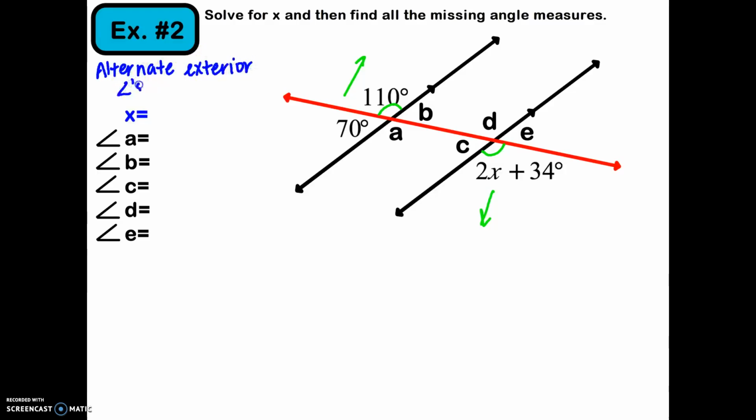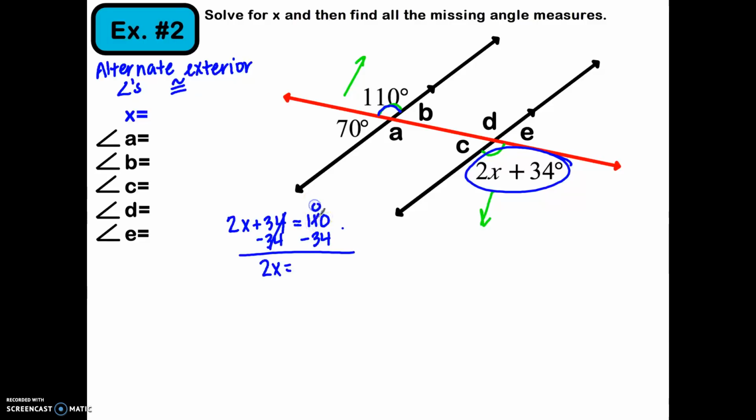Go ahead and abbreviate angles to make it quicker. What do we know about alternate exterior angles? In your notes, it says that they are congruent. So I know that this angle right here has to equal the same thing as its alternate exterior angle, which is 110 degrees. Set up your equation and we can solve for x. 2x plus 34, that angle has to equal 110 degrees. Subtract 34 on each side. 2x equals 110 minus 34.